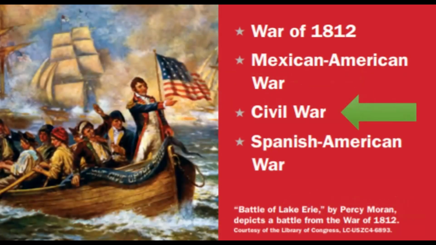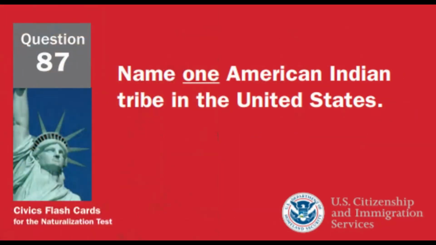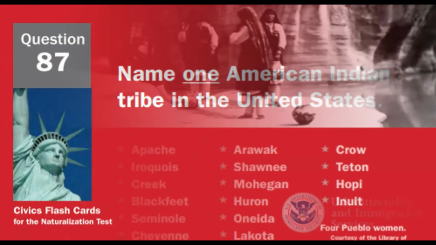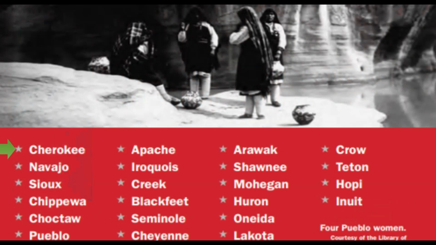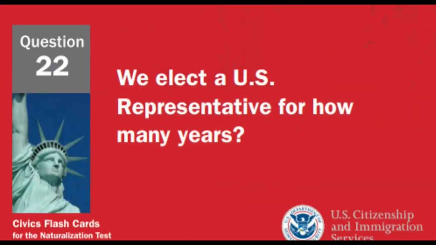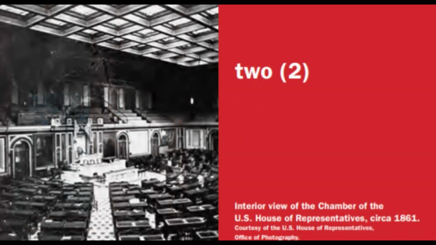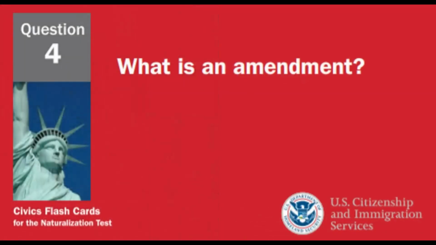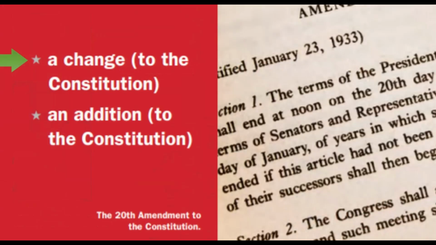The Civil War. Name one American Indian tribe in the United States. Cherokee. We elect a U.S. representative for how many years? 2 years. What is an amendment? A change to the Constitution.